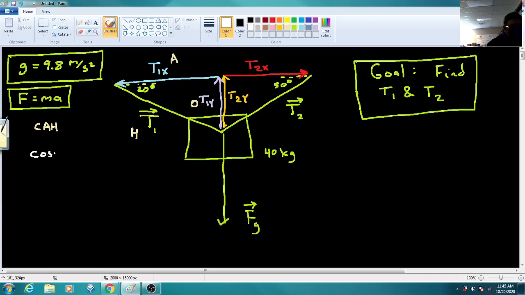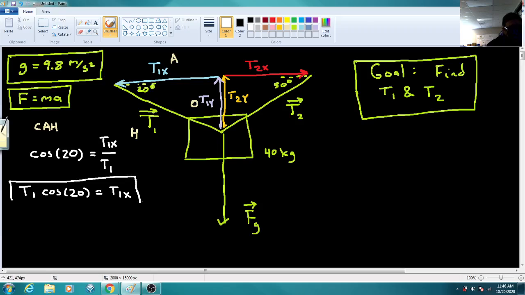Okay, so cosine of my 20 degrees will equal adjacent, which is T1x, over hypotenuse, which is just T1. So I can multiply T1 across and get T1 cosine of 20 is my T1x. So I'm going to box that in, because now for T1x, I know a way of representing this blue line.